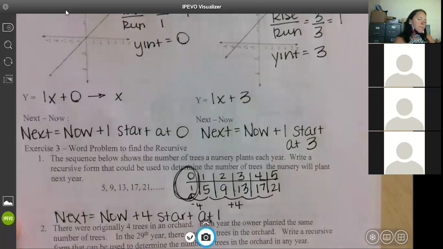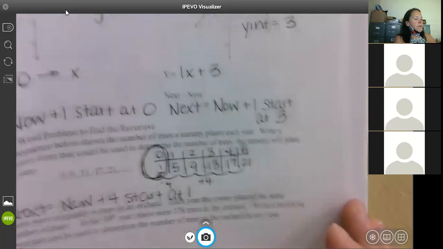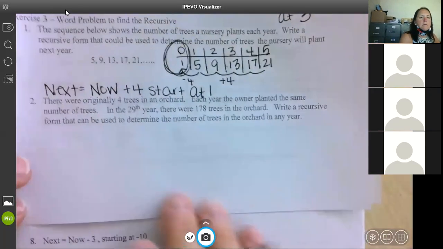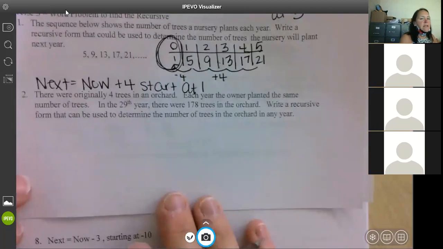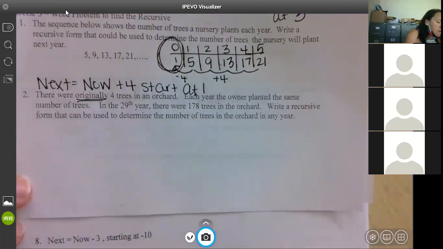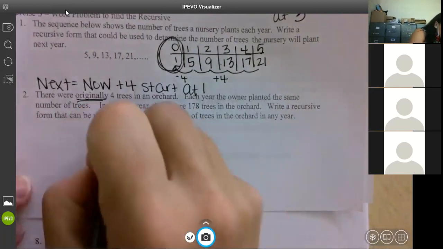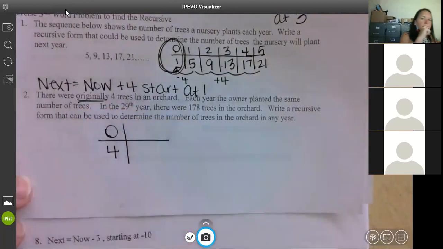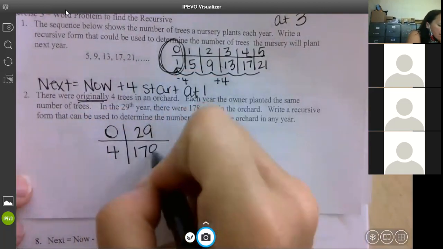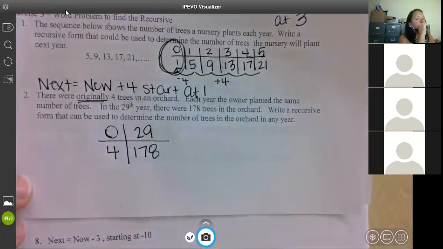Okay. This one's a little bit smaller. Sorry, my tape is in the way. There are originally 4 trees in the orchard. Originally means that's how many were there when they started, right? So if I make my chart, in year 0, there were 4. Each year, the owner planted the same number of trees. In the 29th year, there was 178 trees.